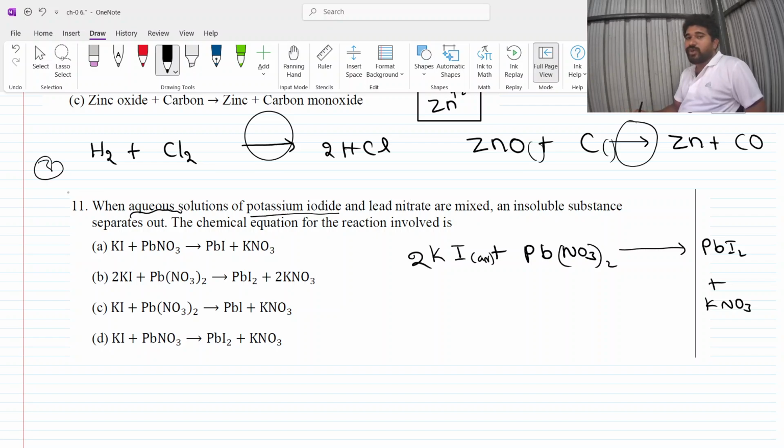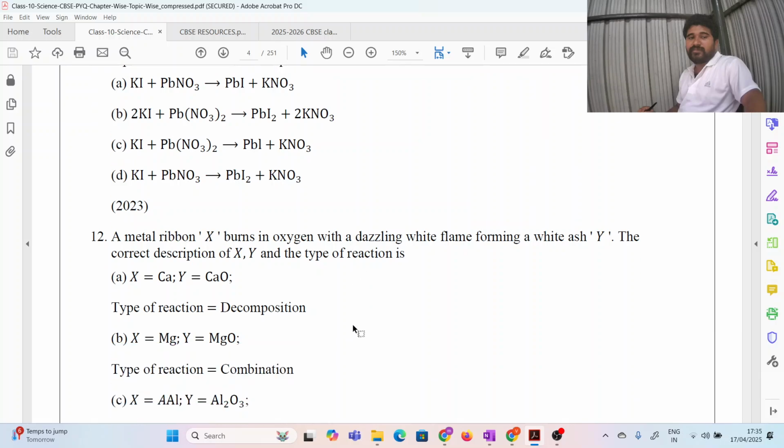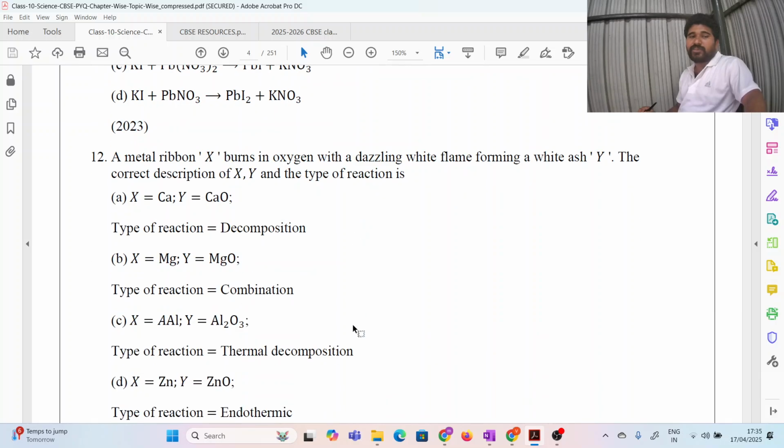Now you balance it. So here 2 I need, here 2 I need. Check which option is perfect. Clear? Next question. Try to answer the 12th question.